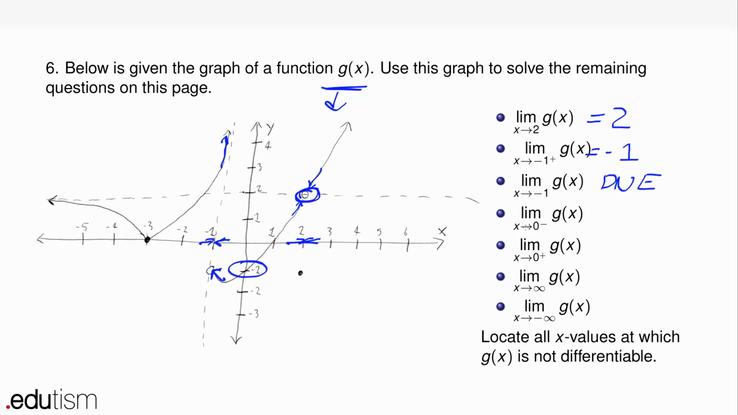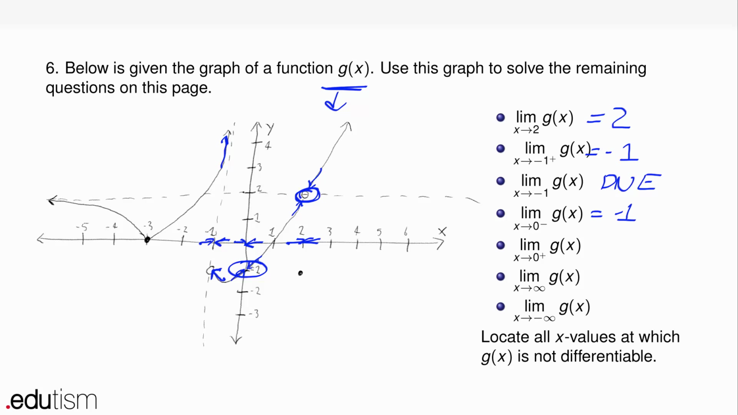If I want to take the limit as x goes to 0 from the left of g of x, well, I'm approaching 0 from the left, which means I'm approaching here towards this point. The y-coordinate of that point is negative 1. If I want to take the limit as x goes to 0 from the right, we approach 0 from the right.